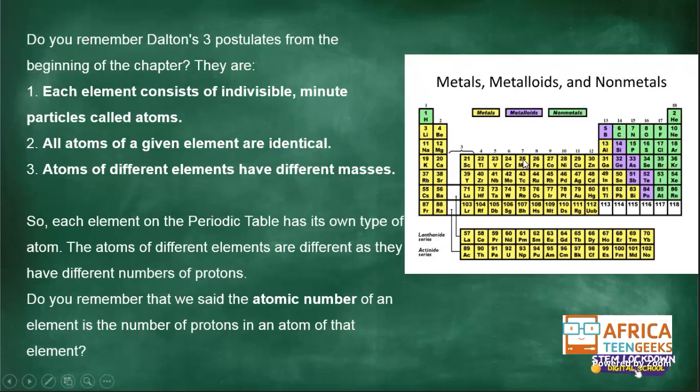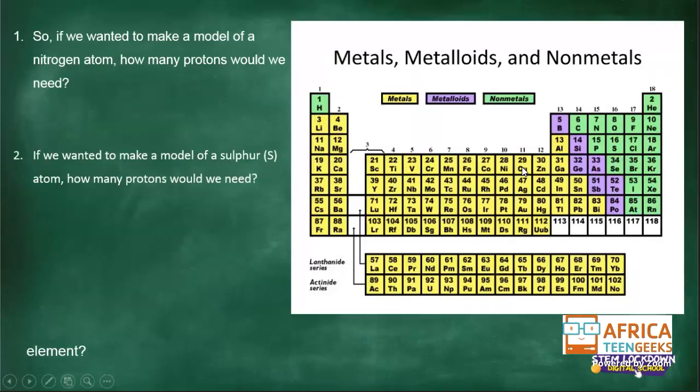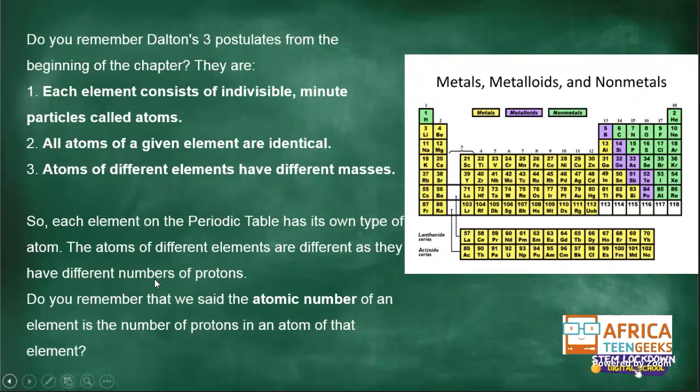Now who can tell me how many protons are in that element that I'm pointing to here? You can either raise your hand or type it in the chat. Look at my cursor, it's pointing to Mn here. It has 25 as the atomic number. So how many protons would that be? Anybody want to try? Nobody. Okay, so it has 25 protons.